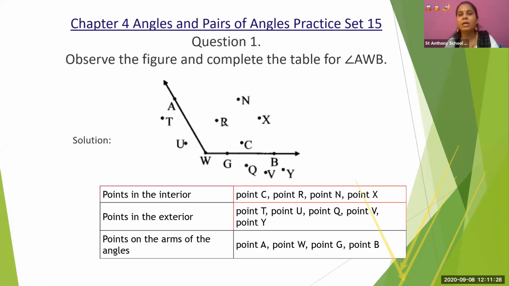Point R, point N, point X, point C. These are the points which lie in the interior of the angle. Then point T, point U, point Q, point V, and point Y. These are the points in the exterior. And point A, point W, point G, and point B. These are the points on the arms of an angle. Yes?